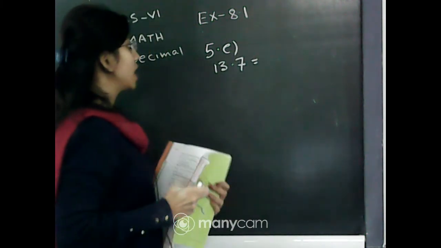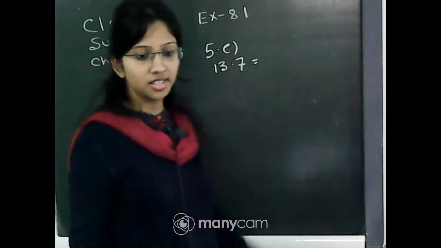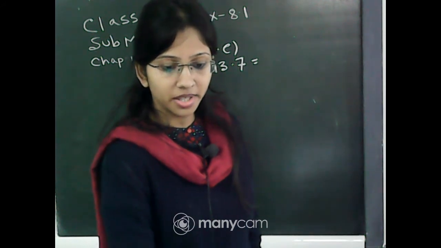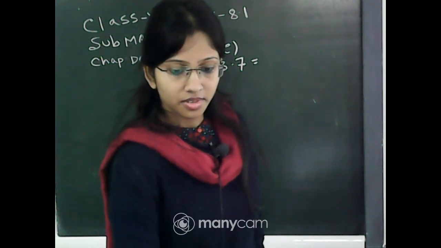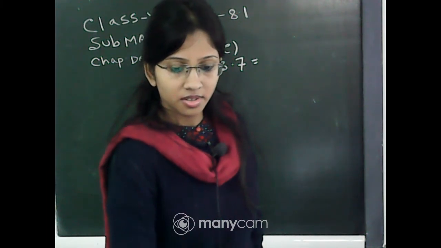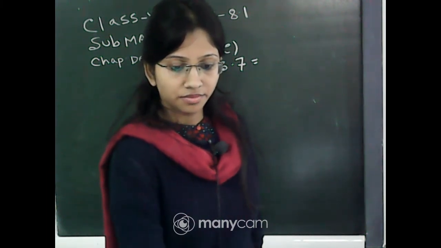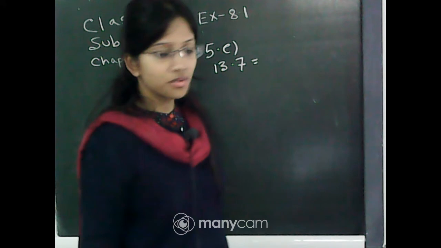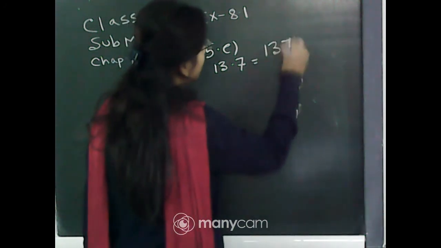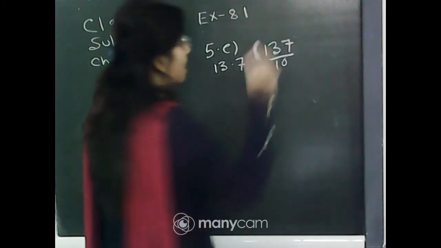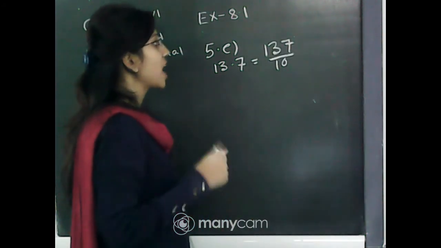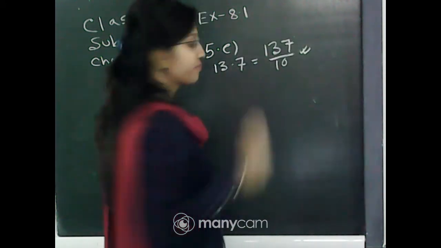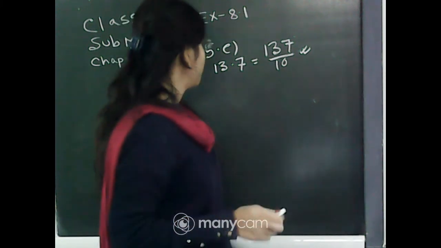Now tell me, what's the value of 13.7? Can anybody answer this? What's the value of 13.7? This is equal to 137 divided by 10. And since the numerator and the denominator have no common factor except 1, this is the simplest form. Okay.